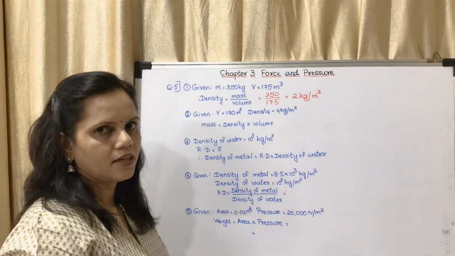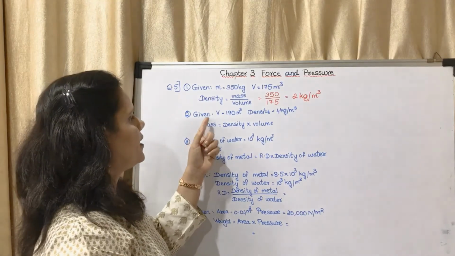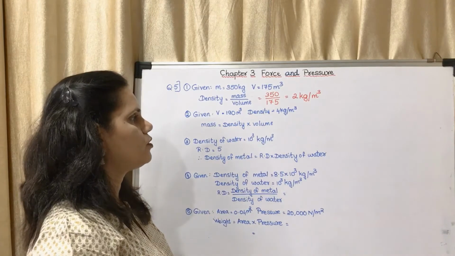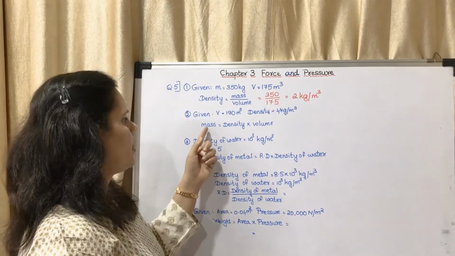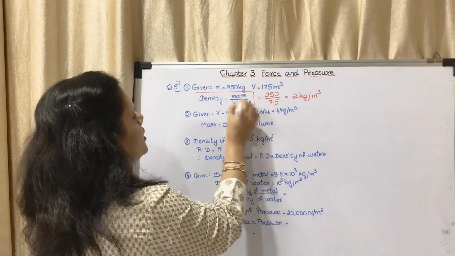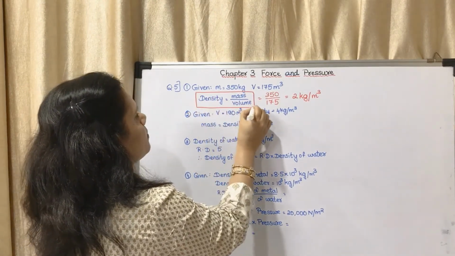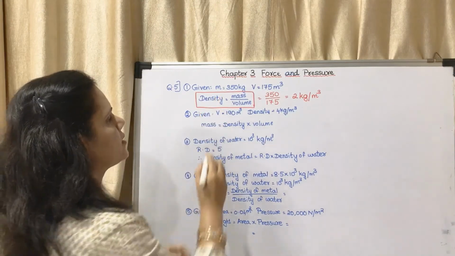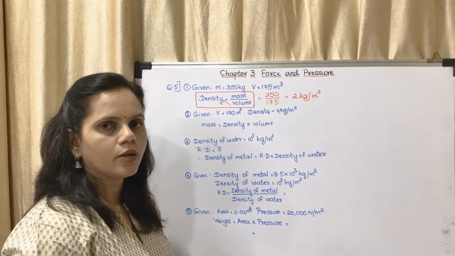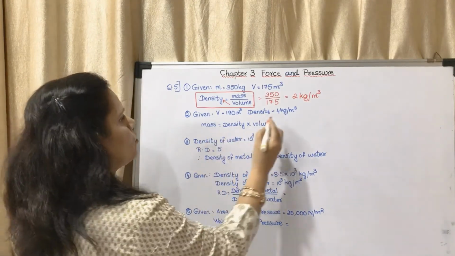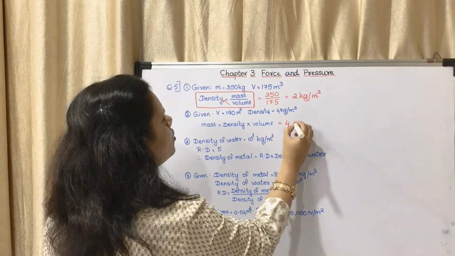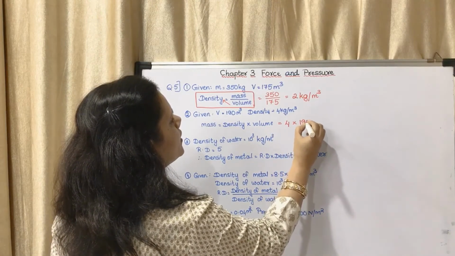This is the answer. Okay, now the next, given V is equal to 190 meter cube, density is equal to 4 kg per meter cube. You have to find out mass. From the first equation, density is equal to mass upon volume, mass will be equal to density into volume. So mass will be equal to density is 4, volume is 190.